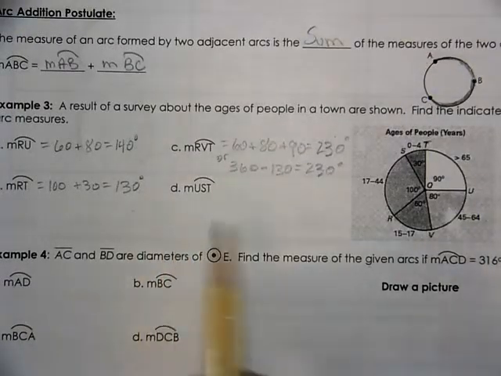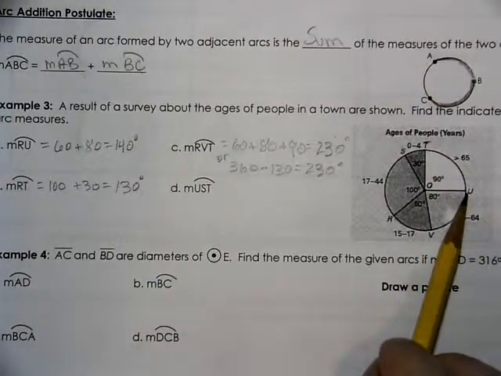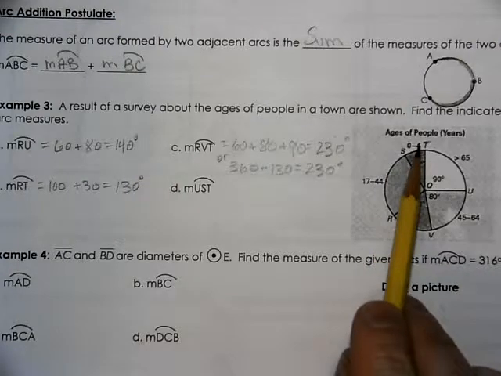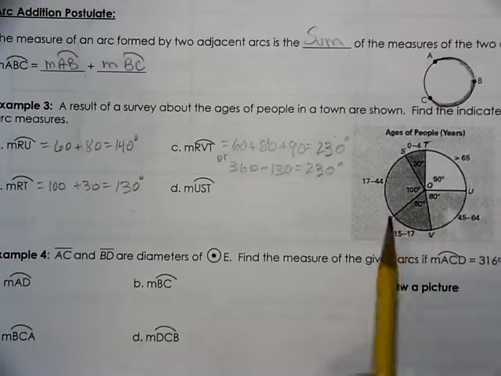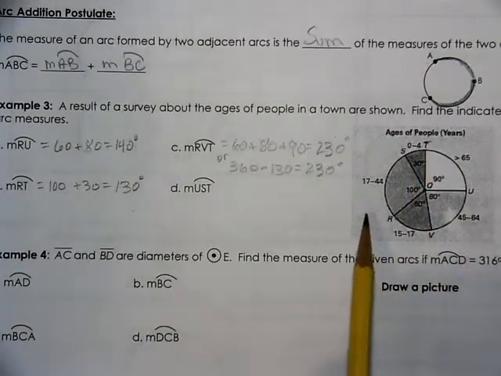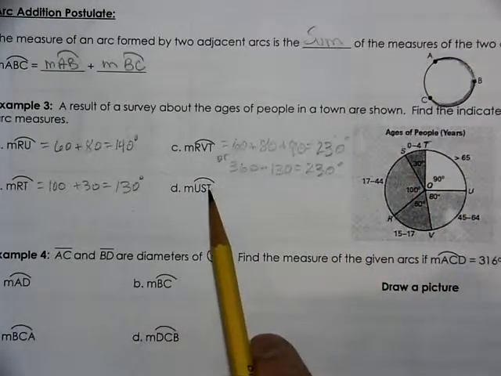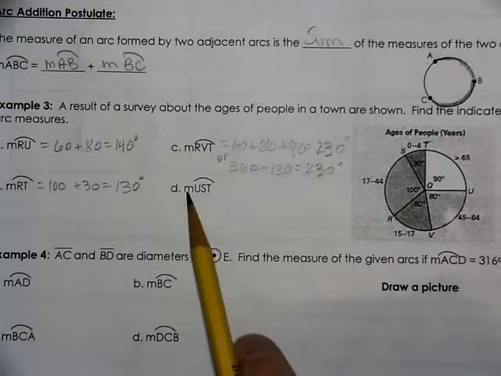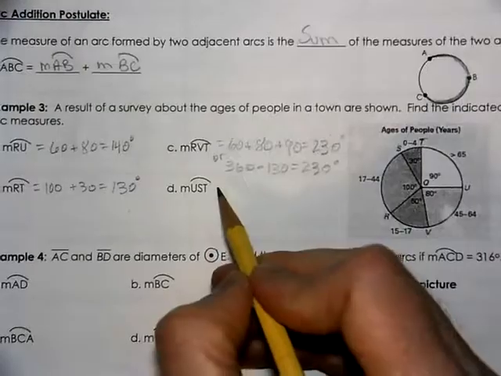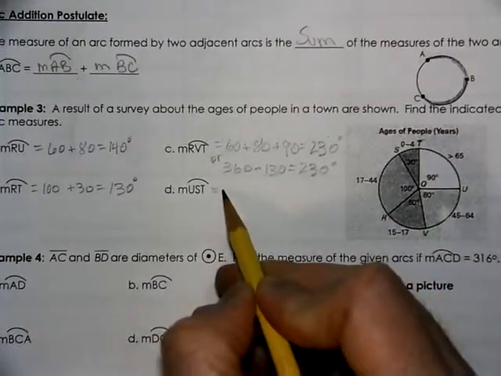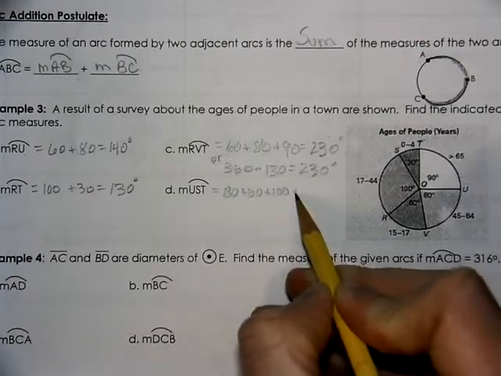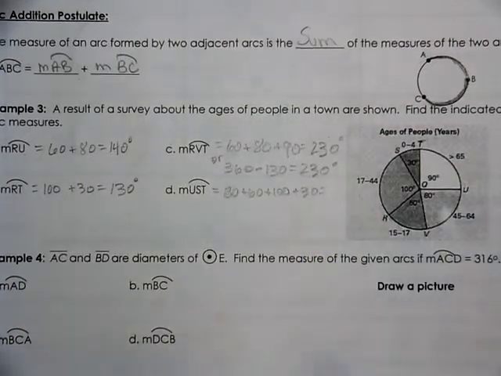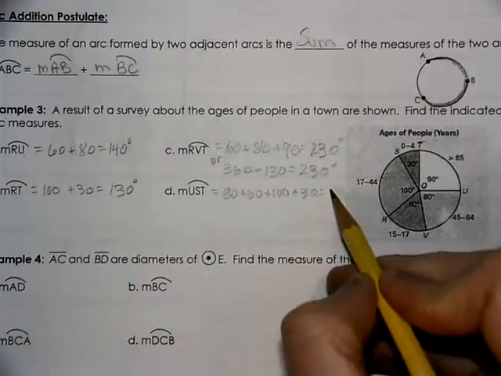And then this last one, UST. Now we could have picked any of these other letters, UVT, URT, or UST. They named it UST. And it's the measurement, so we're looking for the degree value. That's going to be 80 plus 60 plus 100 plus 30. That's one way for us to add this all up. And we'll get 270 degrees.